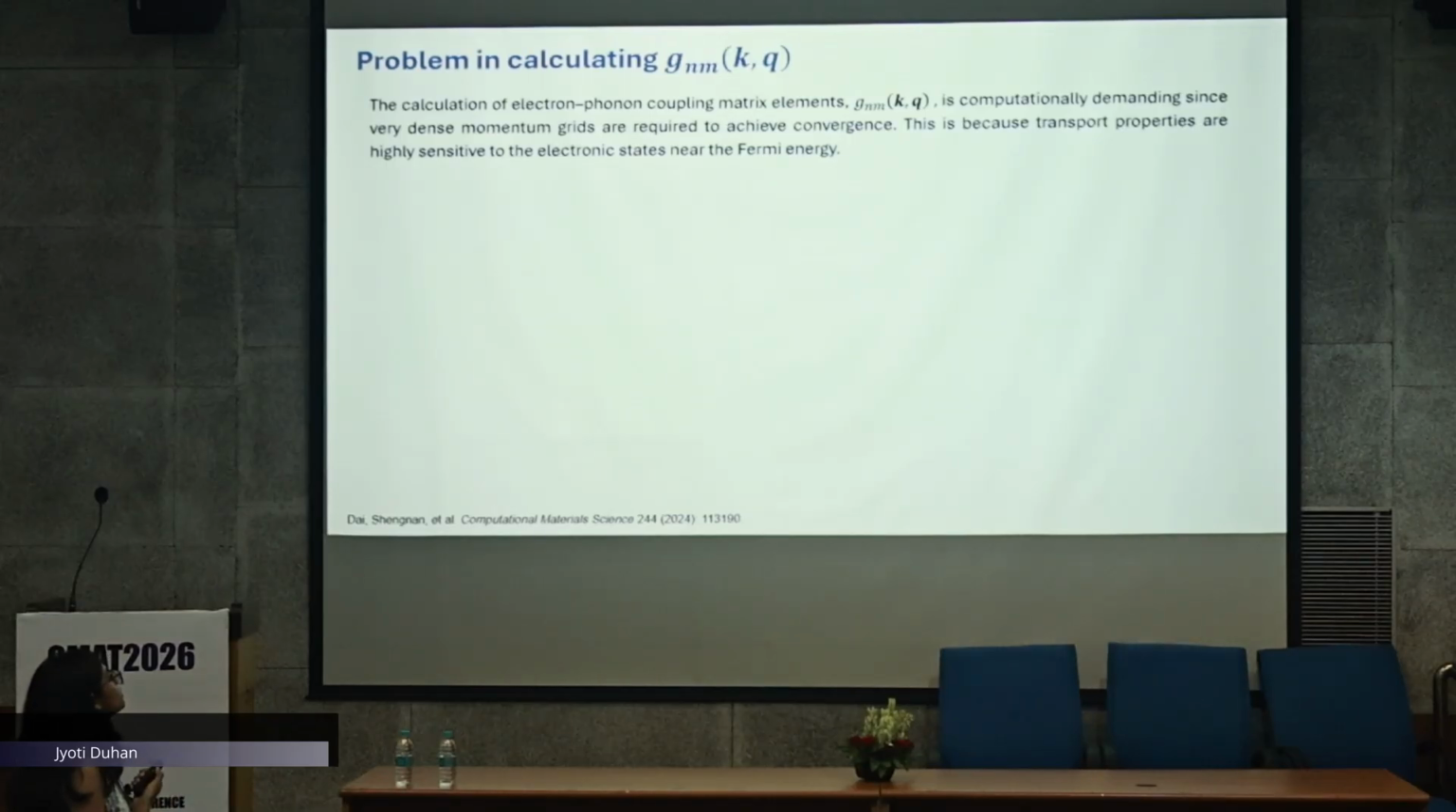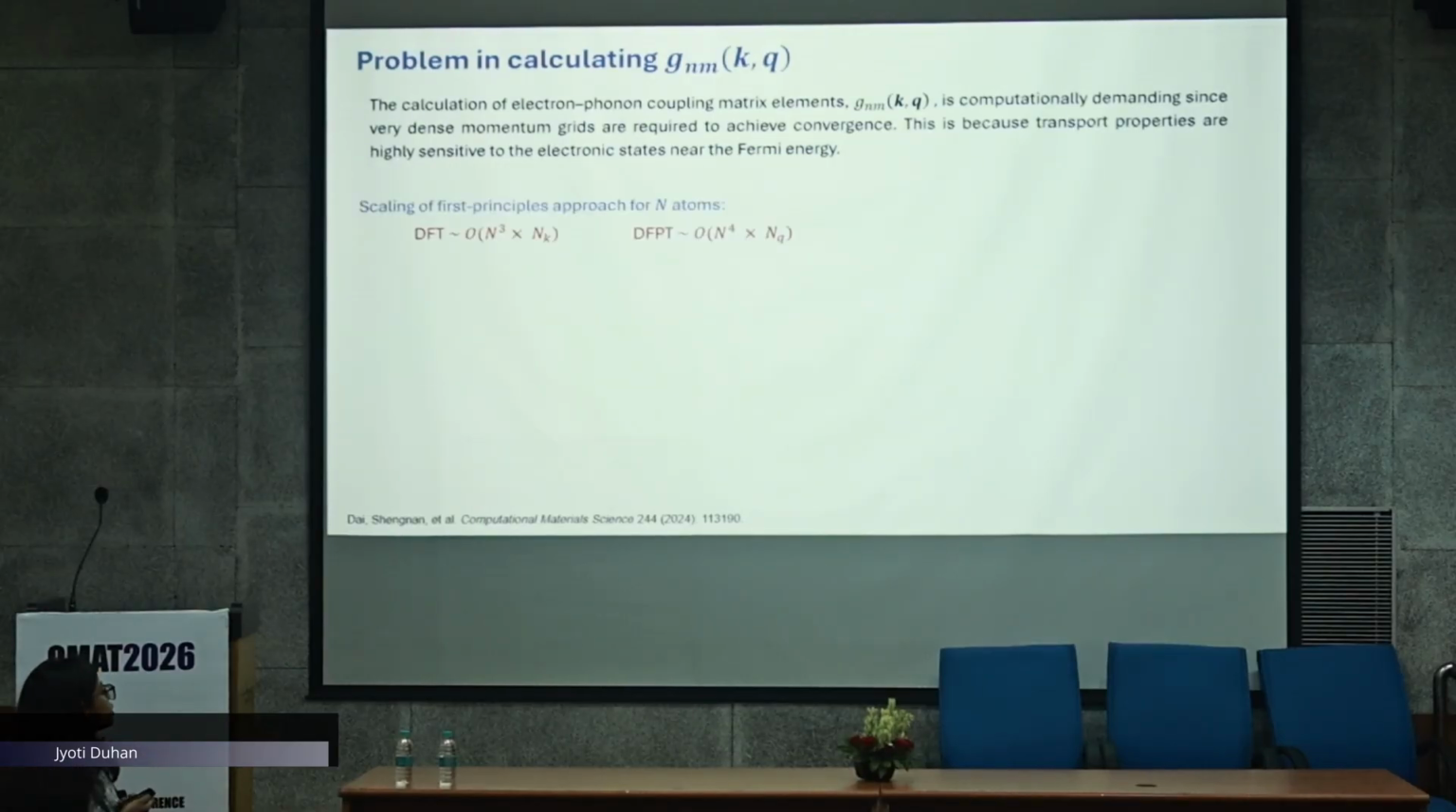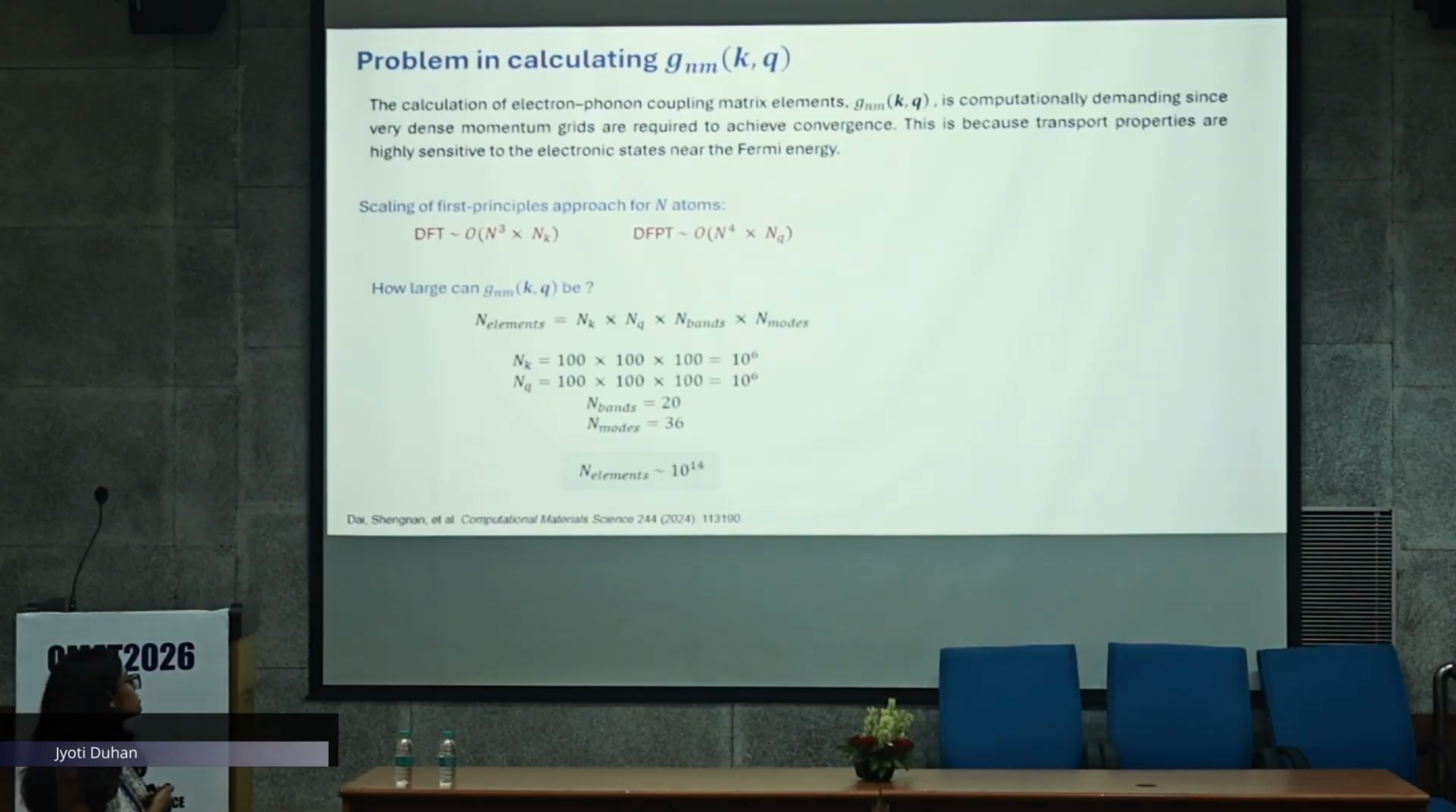In principle, it is not difficult but computationally expensive to calculate the electron-phonon coupling, because we want to calculate the transport properties. So we have to sample the Brillouin zone with very dense grids. For the transport calculation, the grid requirement is of the order of 100 cross 100 cross 100, and also we need the information of the electrons as well as phonons, and DFT scales with the number of atoms in the system as N cubed, and DFPT calculations scale as of the order of N to the power 4.